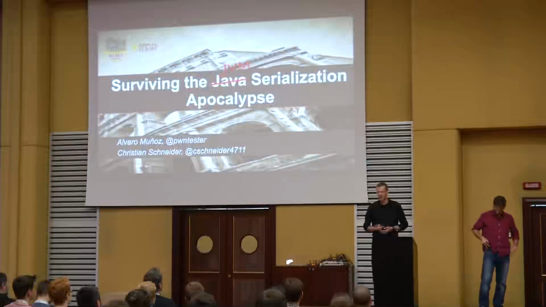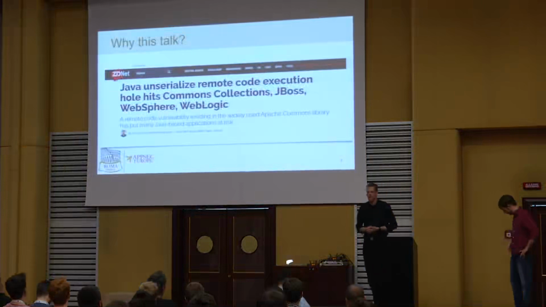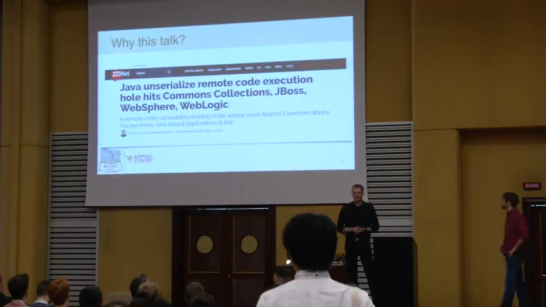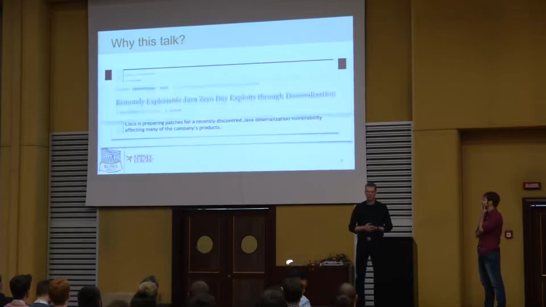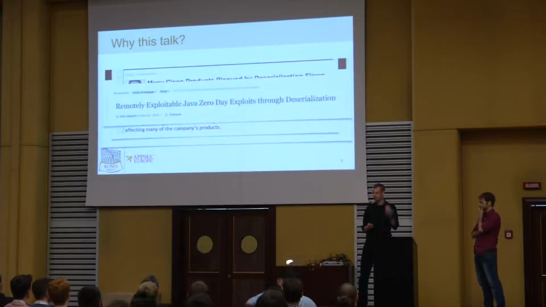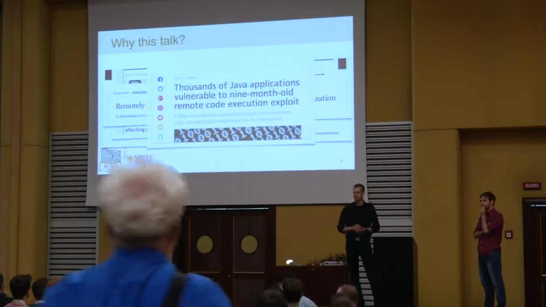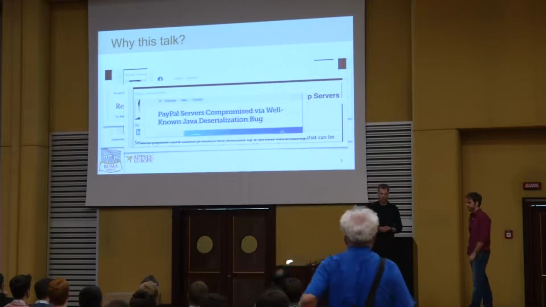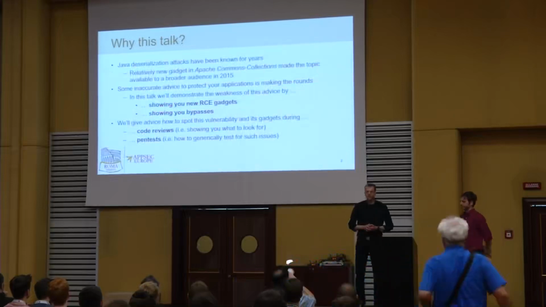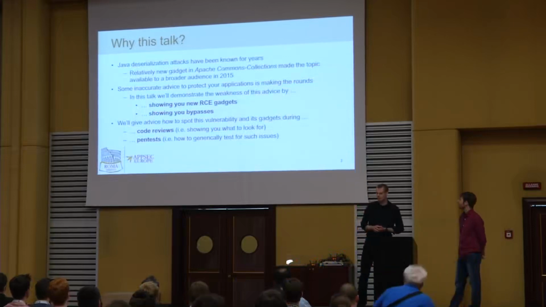Welcome to our talk. There were indeed some major news stories making the headlines last year about a Java deserialization vulnerability affecting many products, open source and commercial, being remotely exploitable, leading to remote code execution, affecting thousands of potential installations, and even some vendors have been affected.